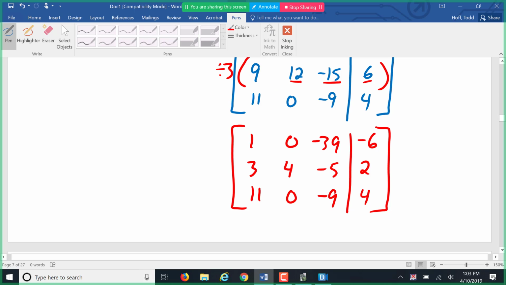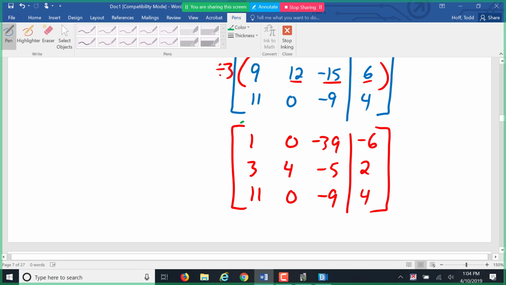Well, I still need to get zeros here, here, here, and here. So I have to figure out ways to eliminate those values. Well, to eliminate, let's look at the 39 for right now. Actually, let's look at the 11 first. Let's try to get rid of that 11. I don't want to use the middle row because the middle row has a value here, and that would give me a value here. So what I want to do is use that top row, because that top row has a 0 there, so that'll keep a 0 in that position.